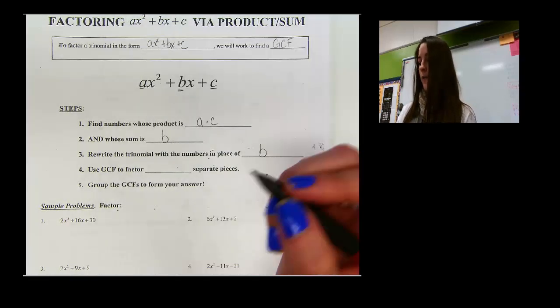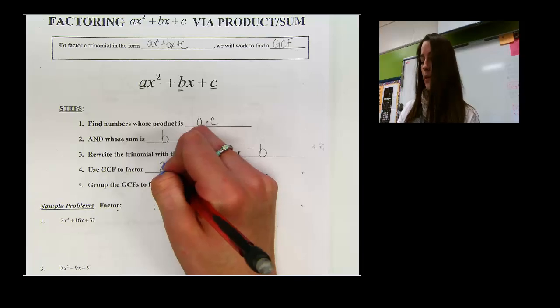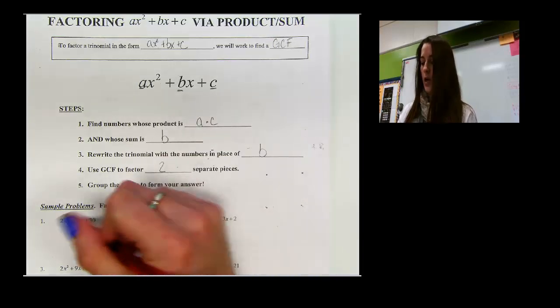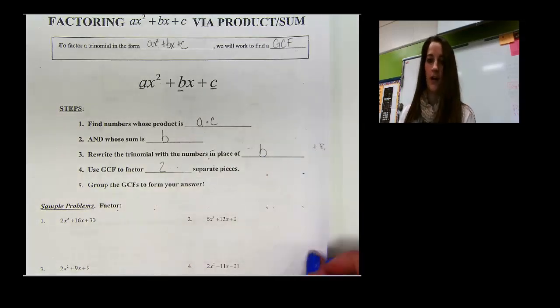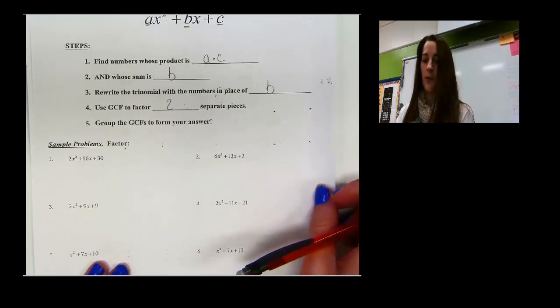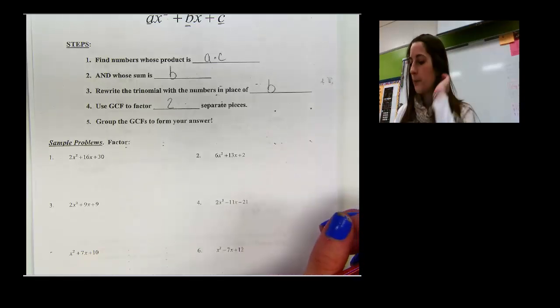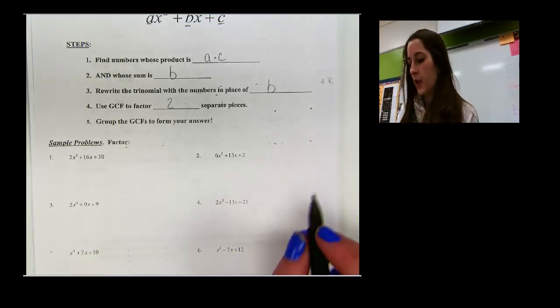Use the GCF to factor two separate pieces. So we're going to put our factor in two separate pieces, and then we're going to group our greatest common factors to find our answer. So let's take a look at the first problem. 2x squared plus 16x plus 30.